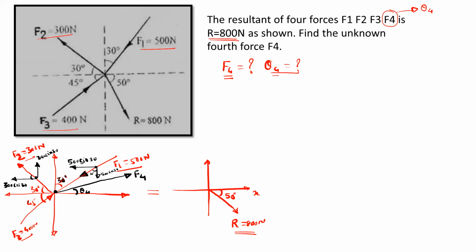Okay, then resolve the 400 Newton. So select one point on the line of action. Now observe the direction, it is directed towards the origin. So this is the x component and this will be the y component. So this angle is 45 degree, so this angle will be 45 degree. These are the alternate angles. Okay, so x component is equal to 400 cos 45 and y component will be 400 sine 45. Okay, and then resolve the F4 force, which is the unknown force.